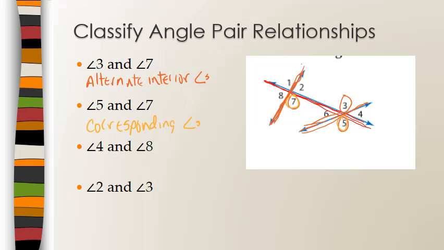All right, 4 and 8. Well, 8 is on the exterior of that line, and 4 is on the exterior of this line. And they're on the opposite sides of the transversal, so these are alternate exterior angles.